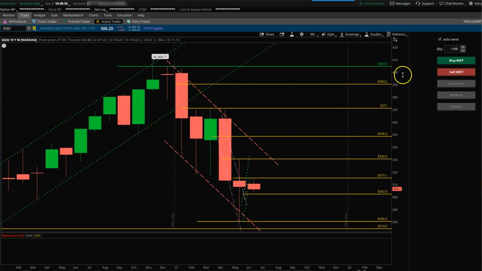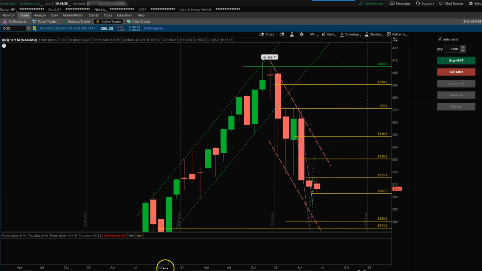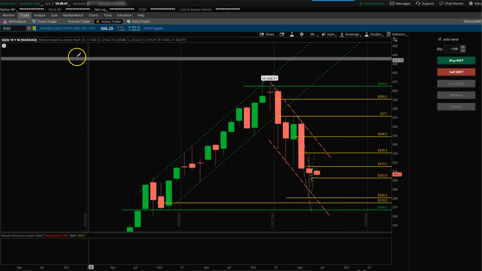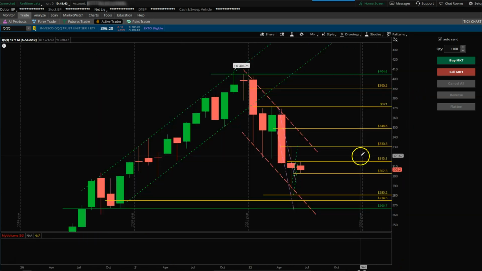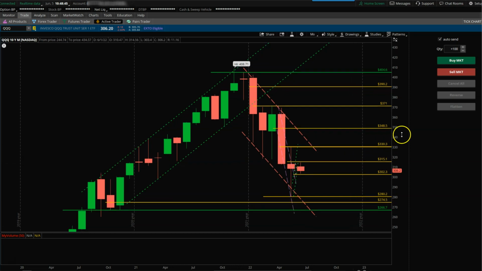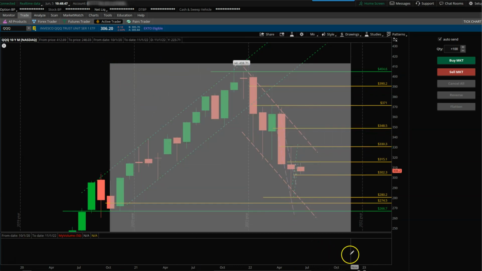Actually not a recap, but just kind of going through some of the charts that we follow and trade, okay? So QQQ, monthly view. I always like to take a little bit of a view and see what's going on at a higher price level, right?